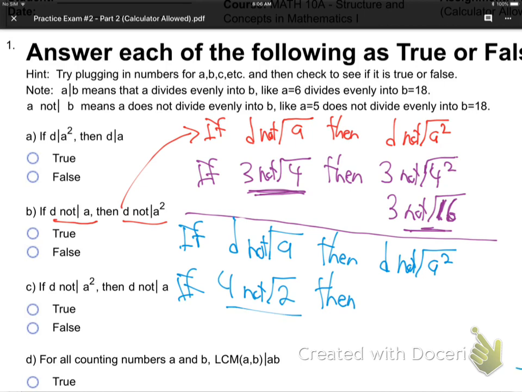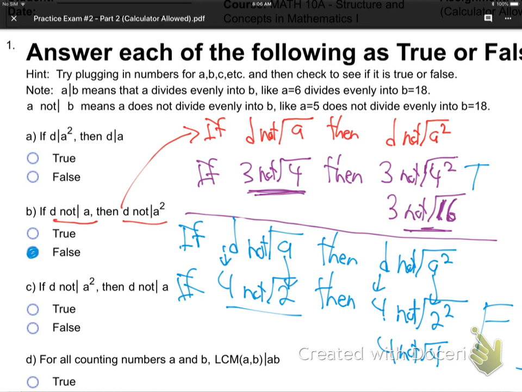It's bigger than 2. Then D, what was my D? My D was 4 here. D = 4 will not go into, what's my A? 2. 2 squared. 4 does not go into 4? Yes, it does. So this is a false statement. You see, it was true sometimes. It was true here, but it's false here. And to be true, it's got to be true always. So if you find any numbers that make it false, then it's false.